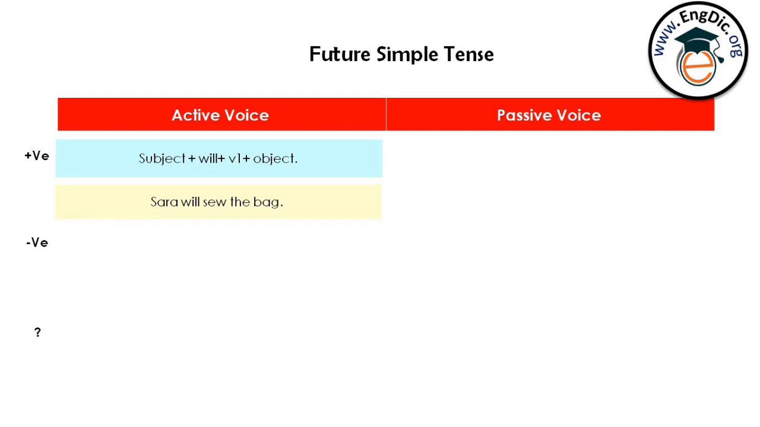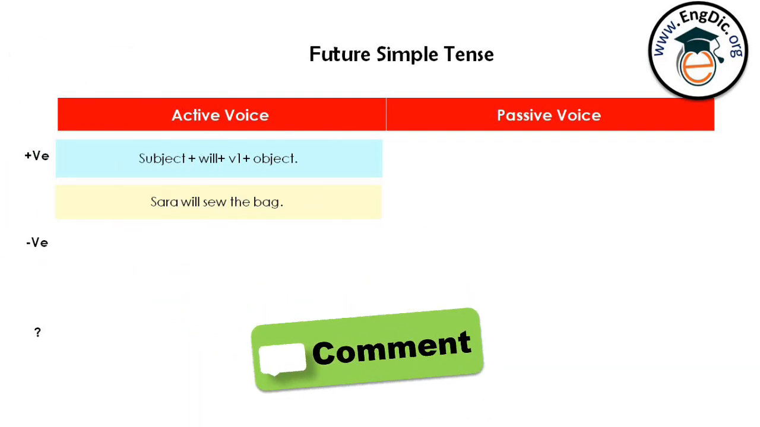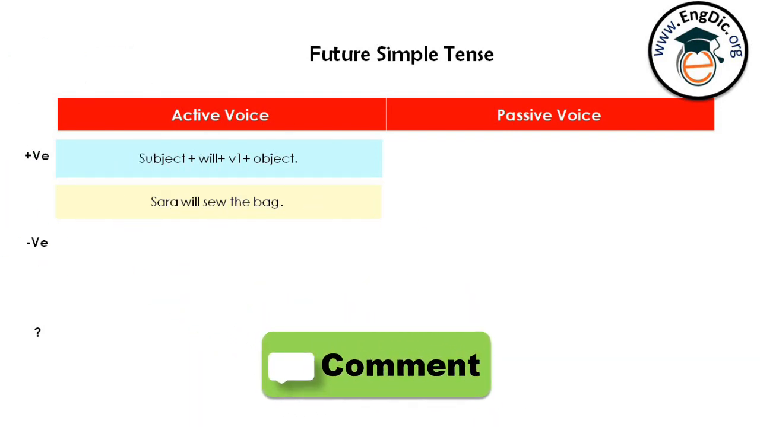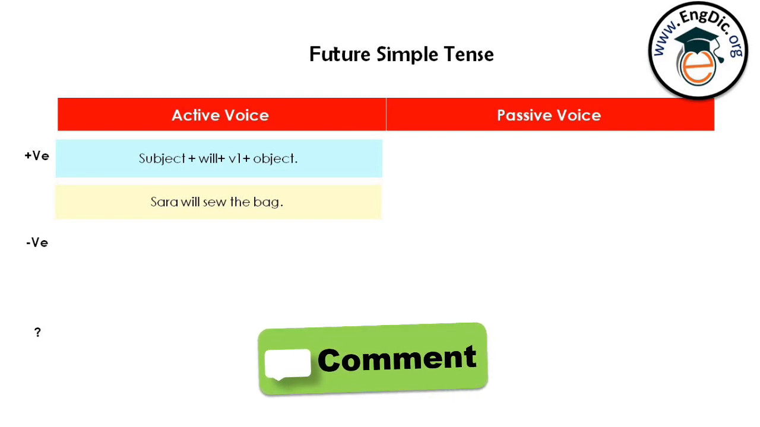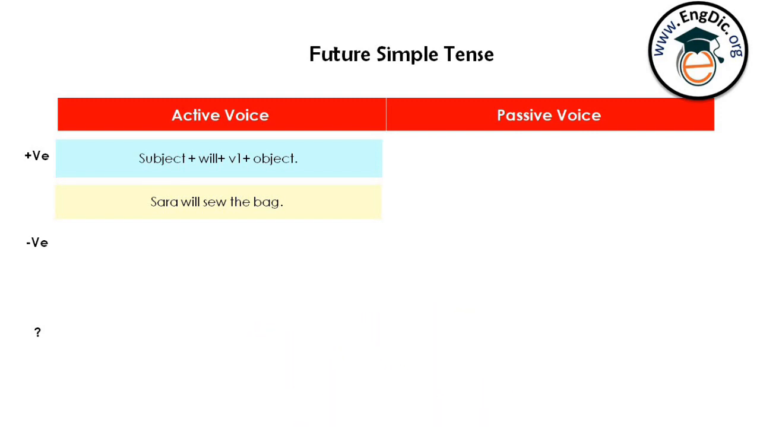For example, Sarah will sew the bag. In this sentence, we have put subject Sarah and then will, the first form sew, and then the object the bag. Sarah will sew the bag.